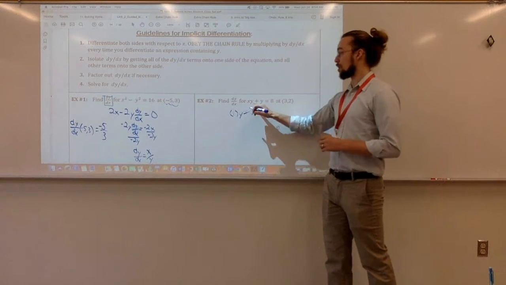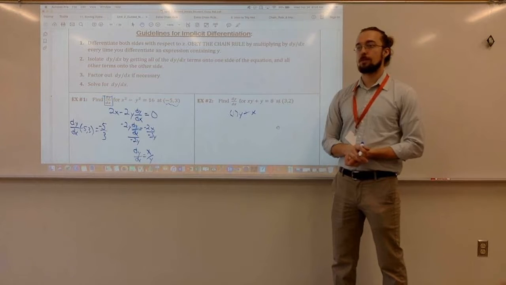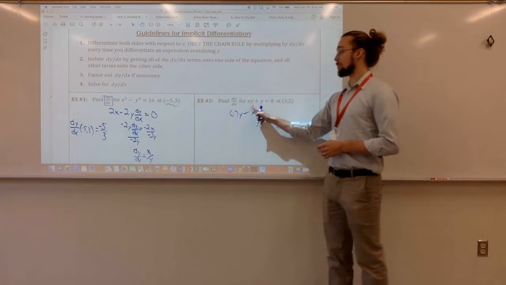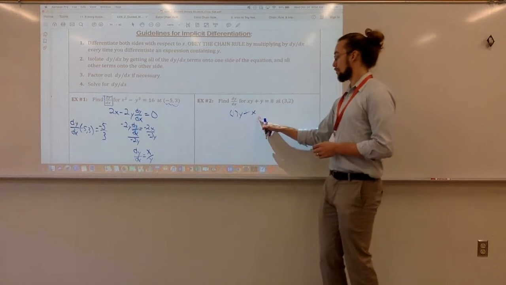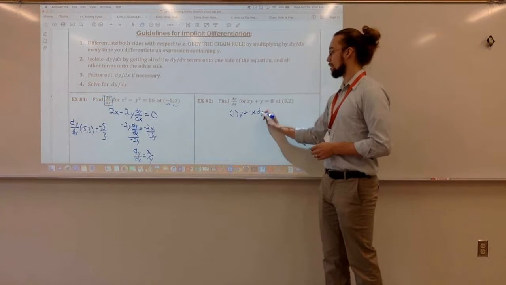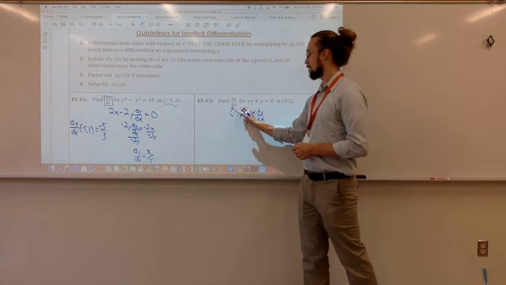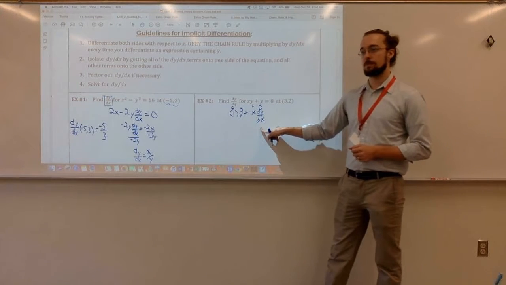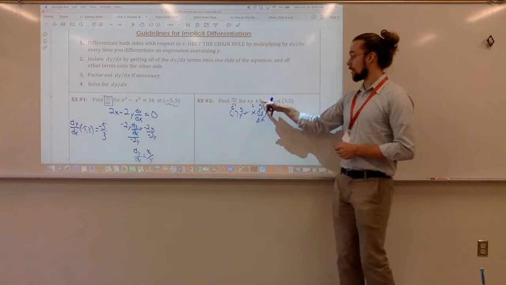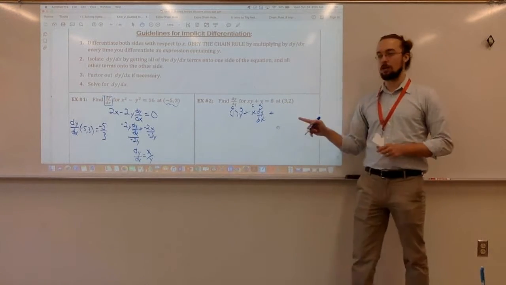Plus x times 1 dy dx. Whenever we take the derivative of a y, we get dy dx. So here we did not take the derivative. Over here we are taking the derivative of the y. Right, so this is my f prime, g, f, g prime. Okay. Then we've got another y here. So what's the derivative of this y?